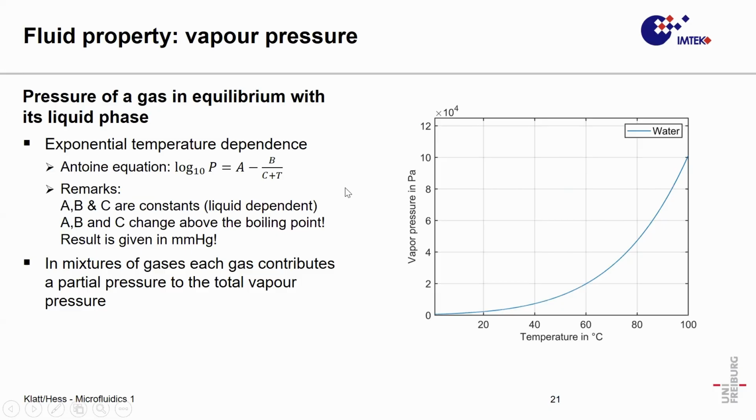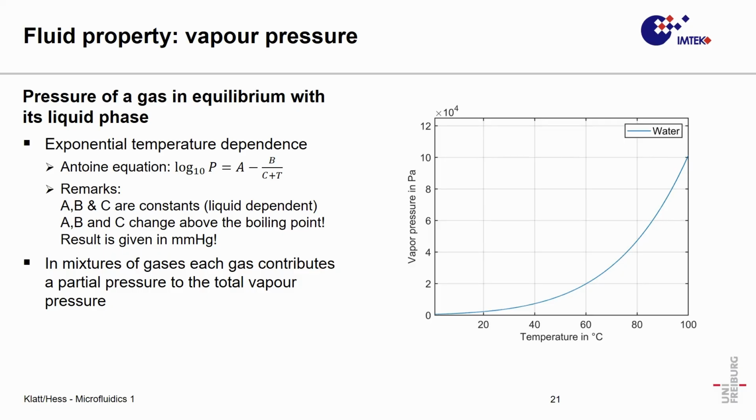Please be aware that A, B, and C are constants, meaning they depend on the liquid, and that these constants change above the boiling point. So if you use the Antoine equation, always check that you have the correct set of parameters. You can find those for various liquids and temperature ranges in the literature. Please also note that the result you get from the Antoine equation is not in Pascal or any other SI unit, but in millimeter of mercury. This is a historic unit which can be easily converted to SI units.